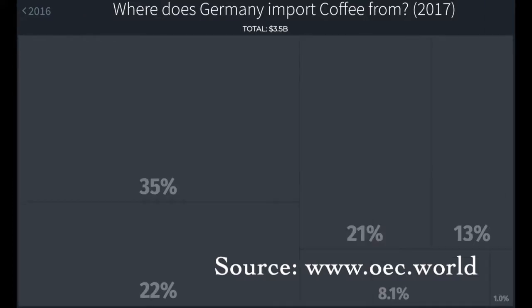The world's second biggest coffee importer is Germany at 11%. In 2017, Germany imported $3.5 billion worth of coffee. It imports 35% of its coffee from South America, 22% from Asia, and 21% from Europe.